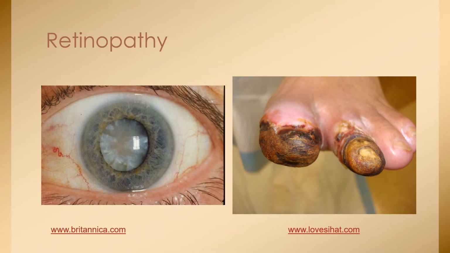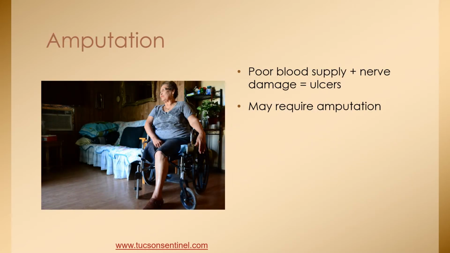These rather horrible photographs are an example of retinopathy on the left and decreased perfusion on the right. So I'm going to talk about the right hand in the next slide. This is really the risk of amputation, because with the decreased perfusion as well as nerve damage, you tend to get the formation of ulcers.